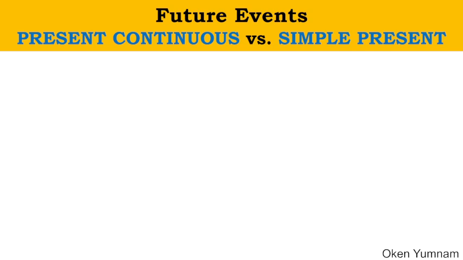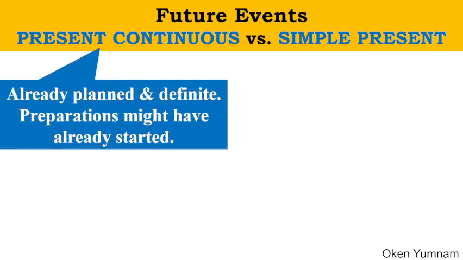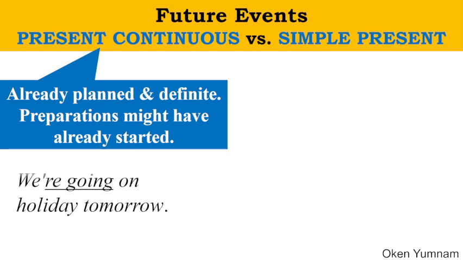And now we have two future events. We're using present continuous as well as present simple. So let's see the difference between these two. We use present continuous about actions already planned and definite, and preparations might have already started. But what about simple present? Okay, example here. We are going on holiday tomorrow. Means we have already planned that we are going tomorrow for holiday.